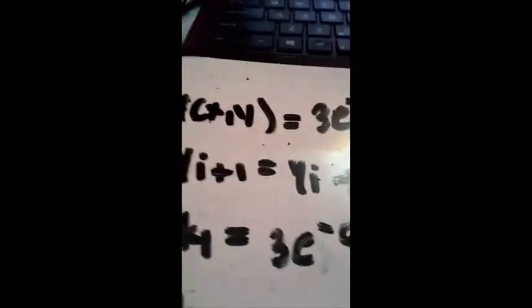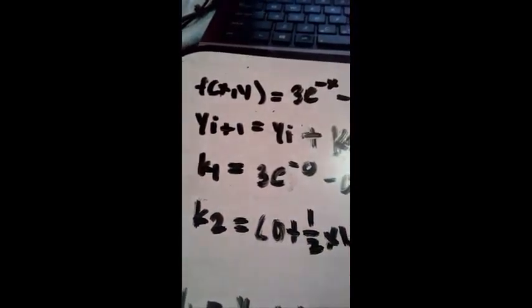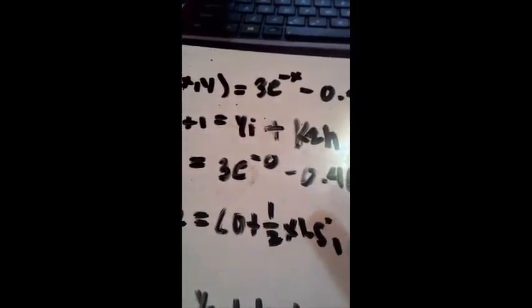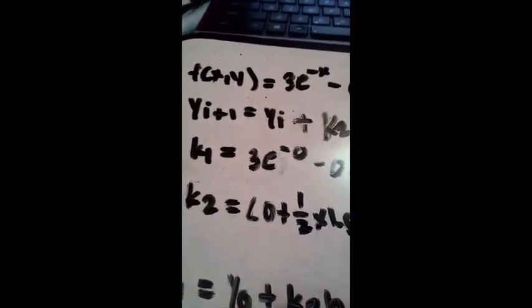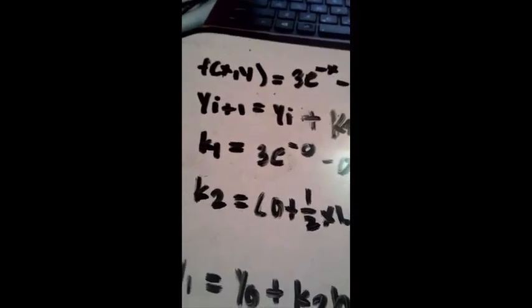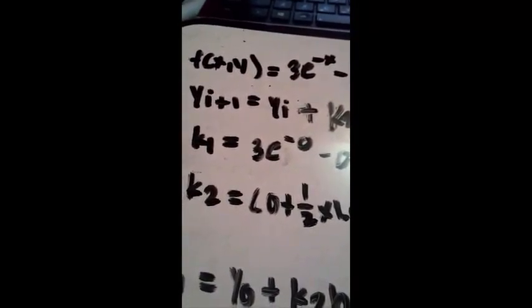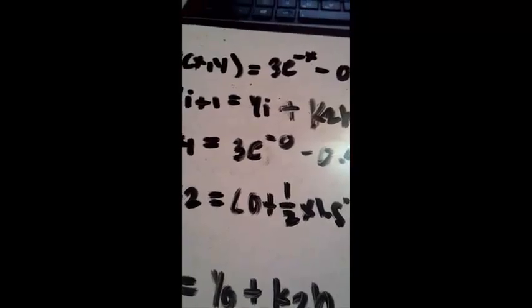We have here an example for the midpoint method. The function of x, y is equal to 3e raised to negative x minus 0.4y. Our step size is 1.5. Our x naught is equal to 0 and our y naught is equal to 5. Here is our main formula for the midpoint method. The initial y plus 1 is equal to initial y plus k2 h. Our k1 is equal to 3. Our k1 and k2 have been given in the PowerPoint that I have just shown to you.